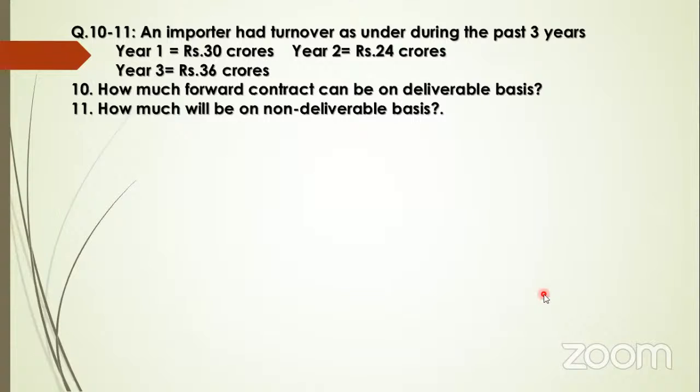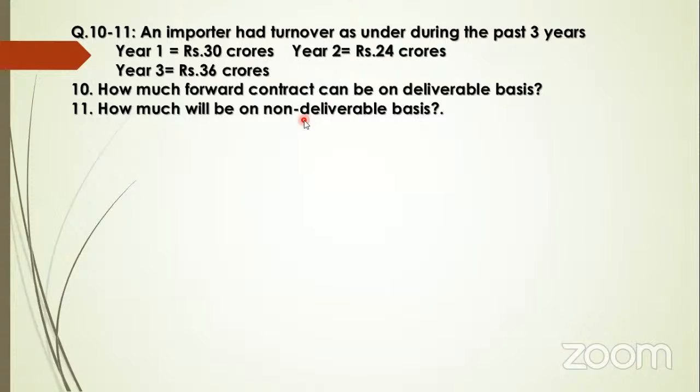Now you look at the question. An importer had a turnover as under during the 3 years. Year 1, 30 crore. Year 2, 24 crore. This is a frequently asked question. Year 3, 36 crore. Now the question is, how much forward contract can be on deliverable basis, and how much will be on non-deliverable basis? Why are they asking this question repeatedly? Because you have to understand the concept first.